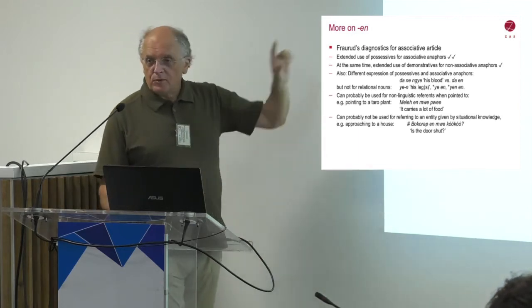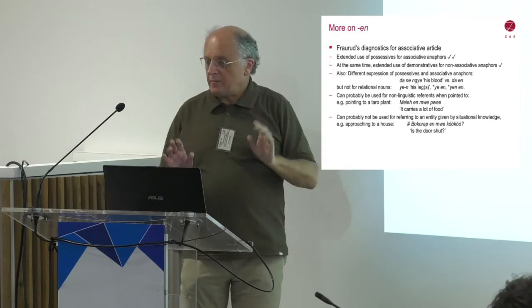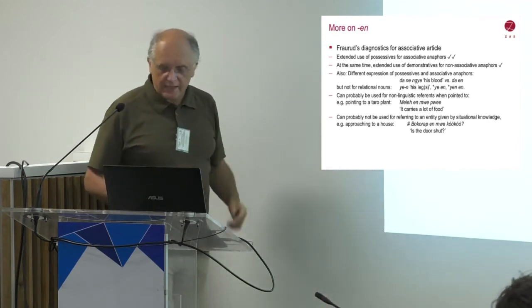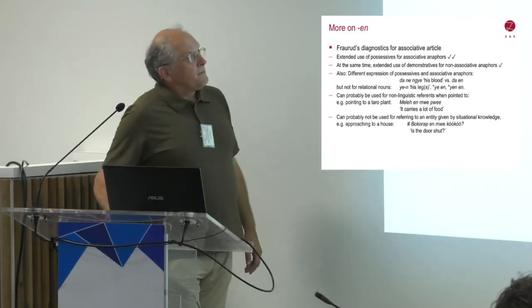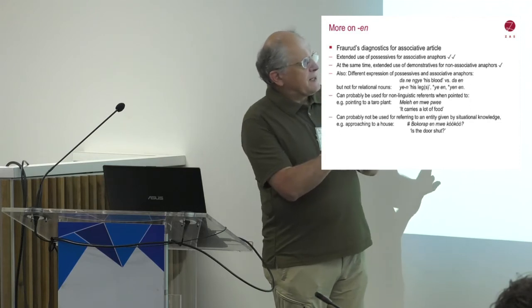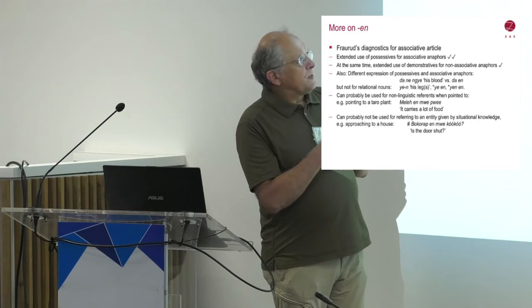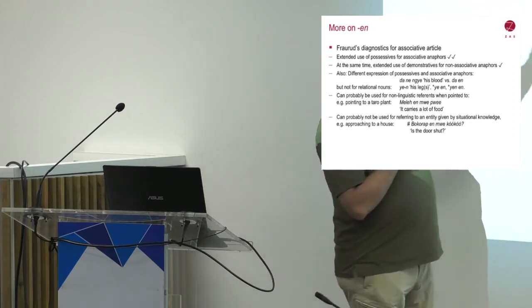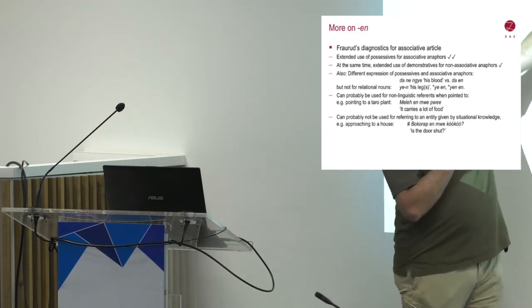At the same time, you also find an extended use of demonstratives of kie at the same time. And she observes this for Uralic languages and for Semitic languages as well. We also find that real possessives and associative anaphors are expressed in different ways. So for example, when I want to say his blood, this is da, ne, this is this transitive weiser je, so the blood of him.